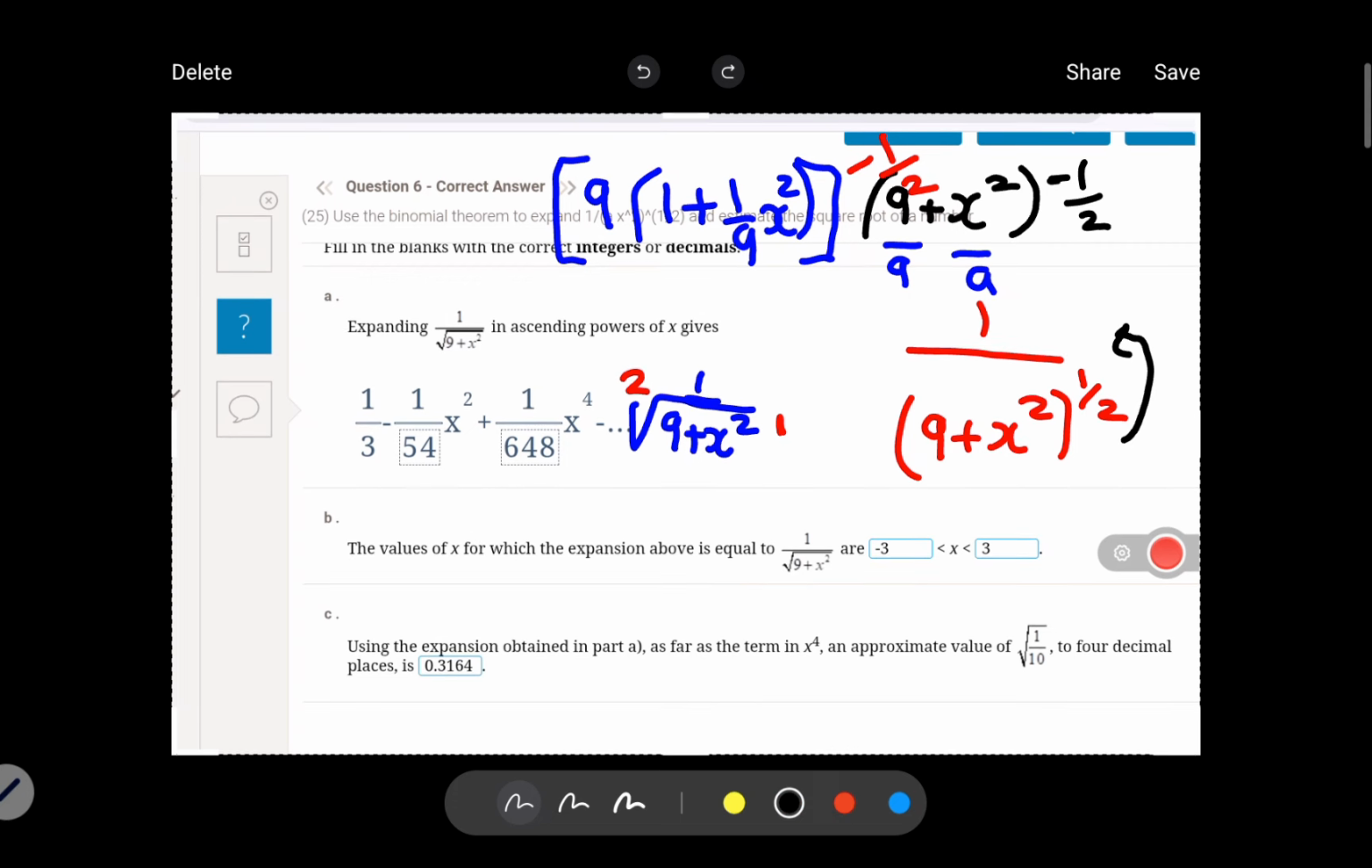We have to distribute it. Okay, when we distribute it, 9, 2, negative 1 over 2. So just put 9, put on your calculator 9 to the power of negative 1 over 2. You will get 1 over 3.